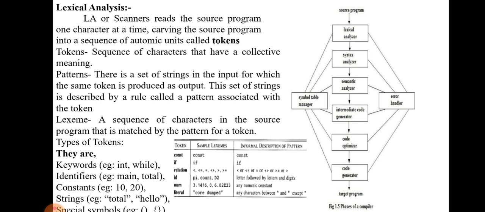So these are the types of tokens. These tokens are identified by lexical analysis. Lexical analysis takes the source program as input and produces these kinds of tokens as output. These tokens are given as input to the next phase, the syntax analyzer. The syntax analyzer is used to produce a syntax tree for the tokens produced by lexical analysis.